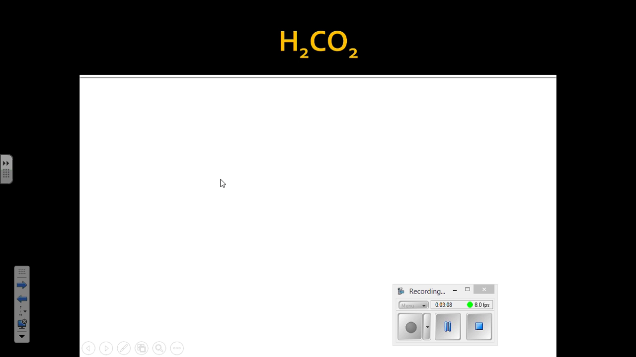H2CO2. This one starts with a hydrogen, so we should think about acids. It's got an oxygen, so that means we're going to look up what CO2 is. CO2 is an ion called carbonite. And in an acid, if it ends in "ite," the acid name ends in "ous." So this is simply carbonous acid. CO2 is carbonite. Ite becomes "ous" in the acid.